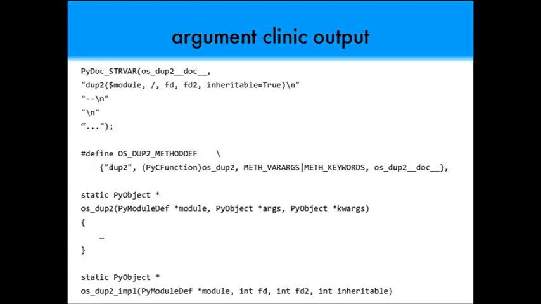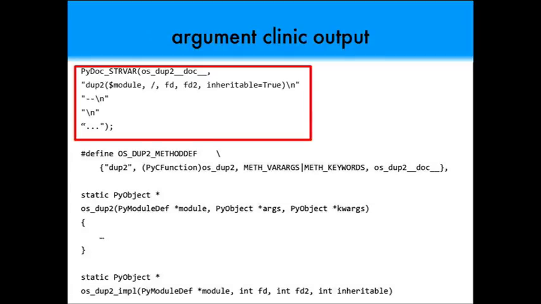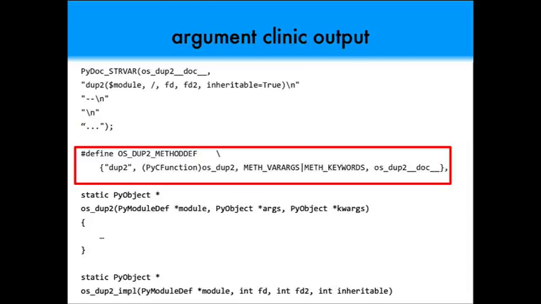So this is C code that's dealing with informing Python about dupe2. So there's the doc string. And that's actually, by the way, where we hid the introspection information. It's that funny-looking first line. Here is a method def, which is how we tell Python, here's a function called dupe2, here's the function you should call when you call it.